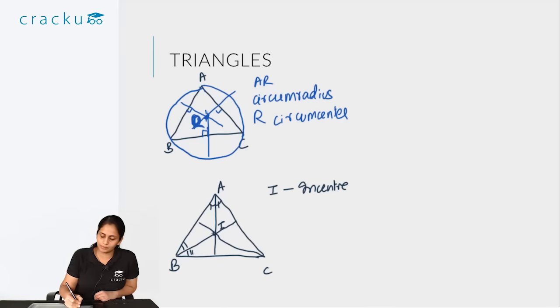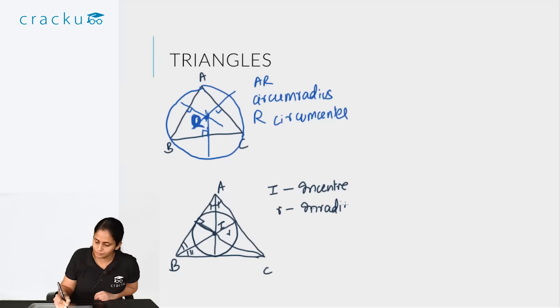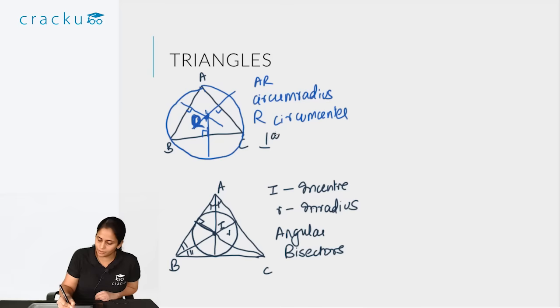So the incenter is the point which is equidistant from all 3 sides of the triangle. That means if you take the perpendicular distance from one side and you draw a circle by taking that distance as the radius, then all 3 sides of the triangle will be tangential to the circle as such. So this circle will be inscribed inside the triangle. So here this length R would be the inradius, and I is the incenter of the circle. So this is what an incenter is. This is when we have taken angular bisectors. This is if we have perpendicular bisectors.